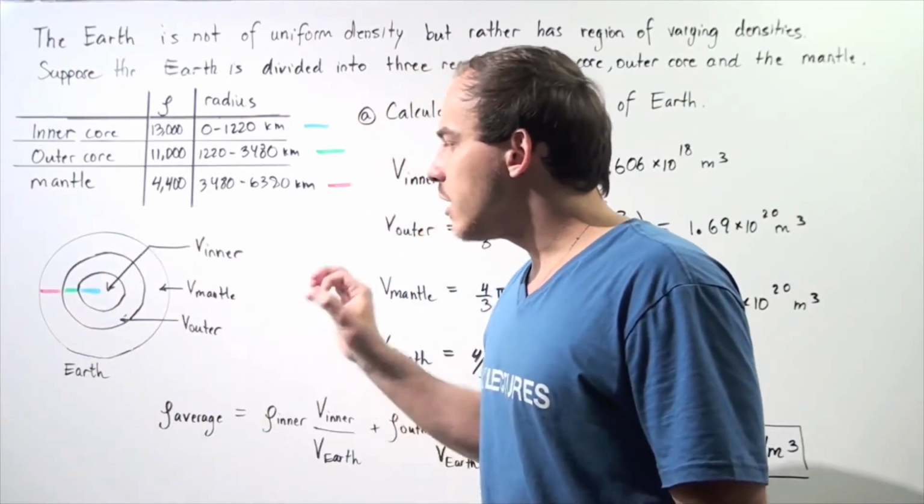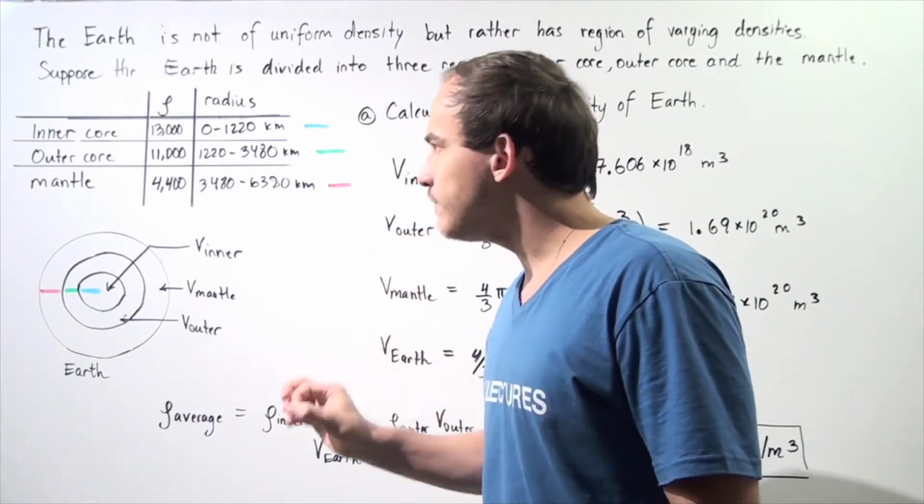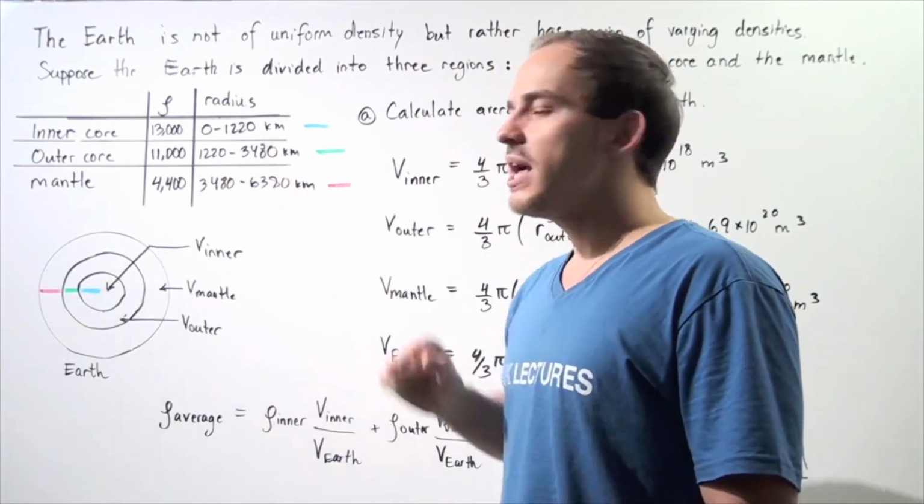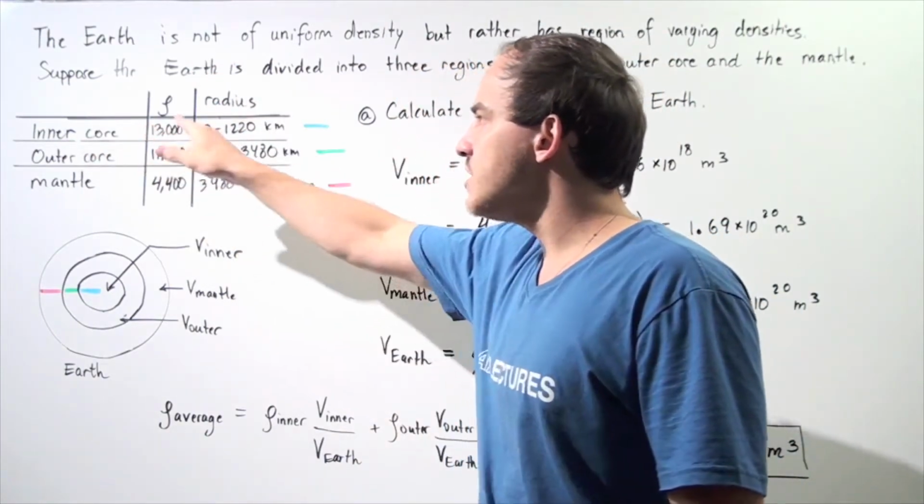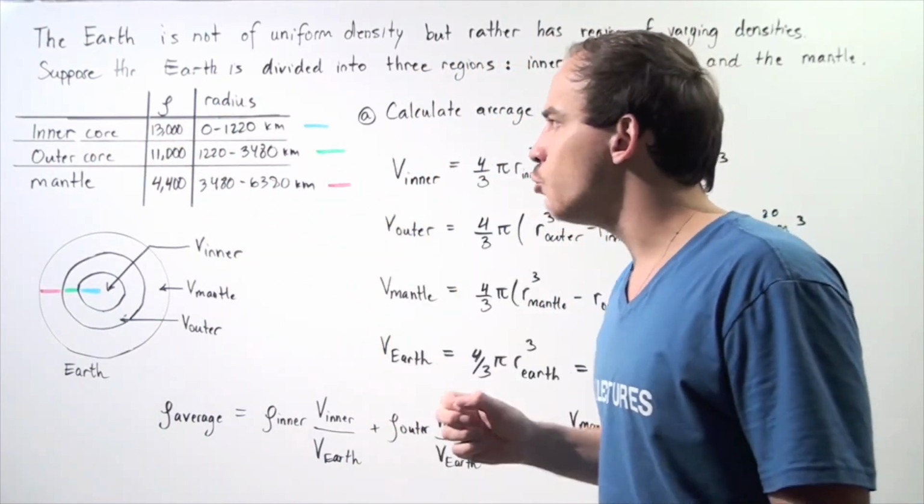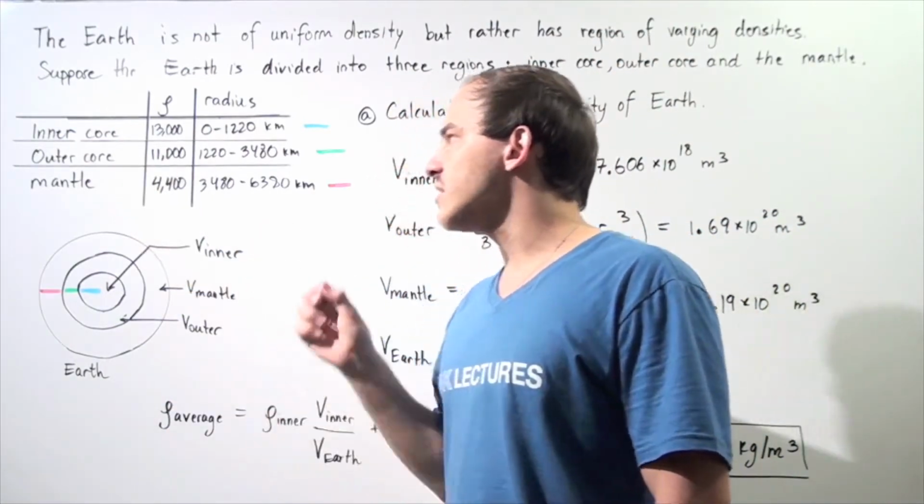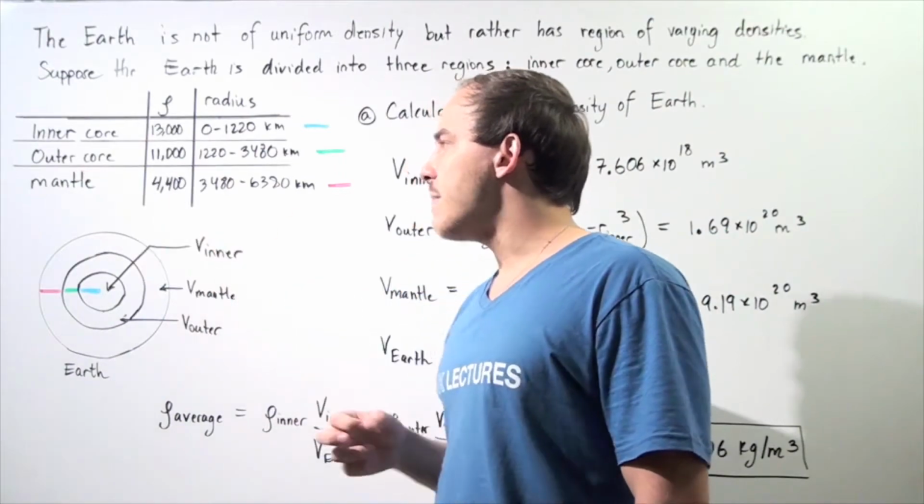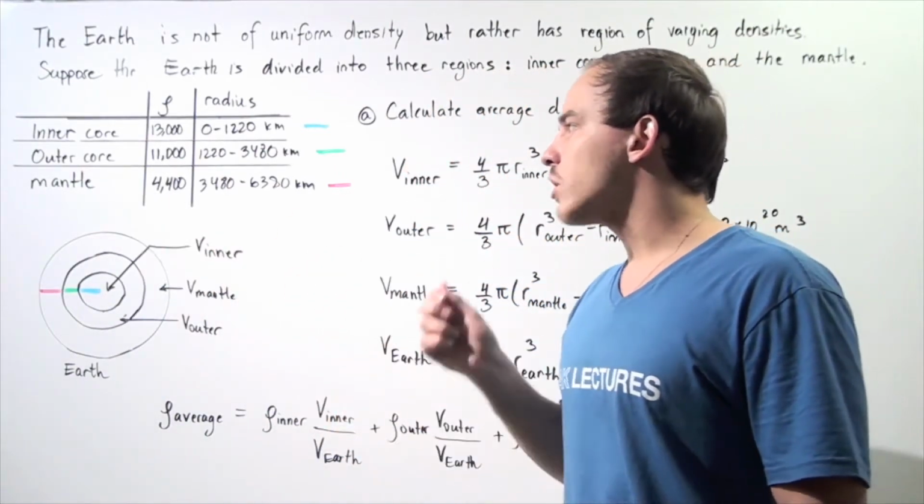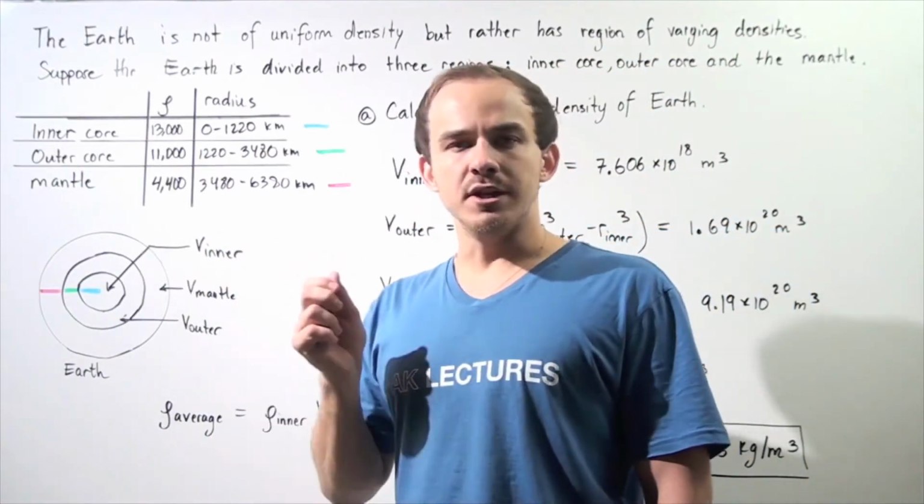Now each one of these regions has a specific density value as shown by the table. The density for the inner core is 13,000 kilograms per meter cubed. The density of the outer core is 11,000 kilograms per meter cubed. And the density of the mantle is 4,400 kilograms per meter cubed.